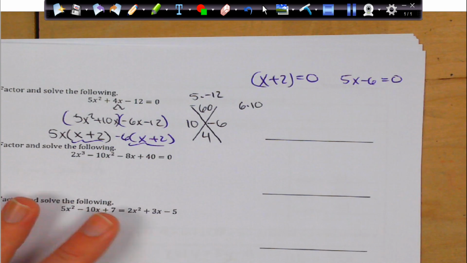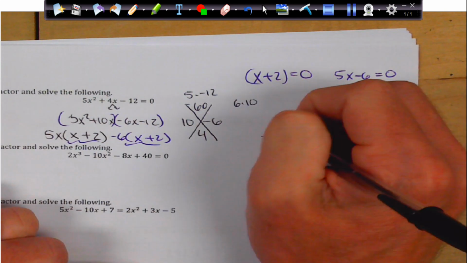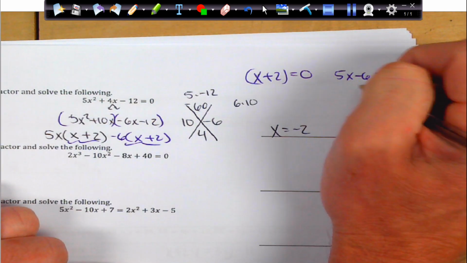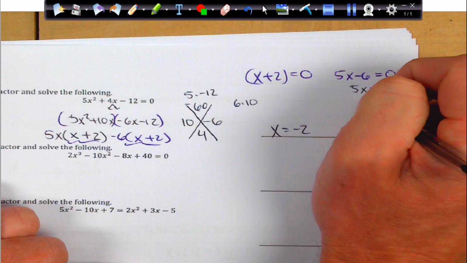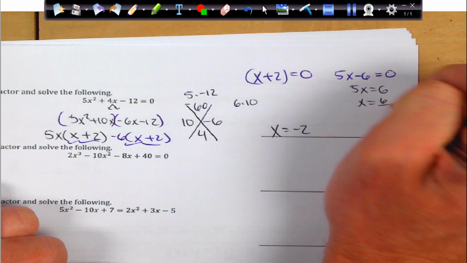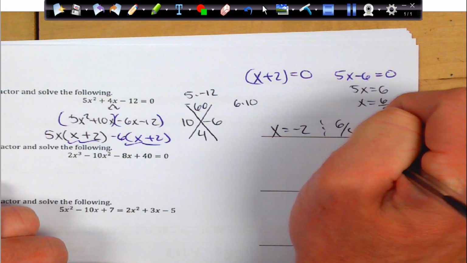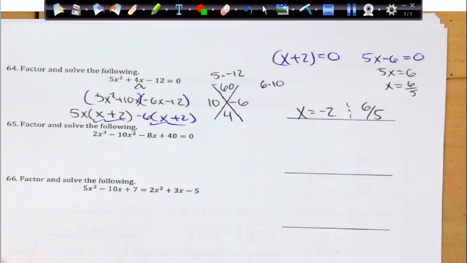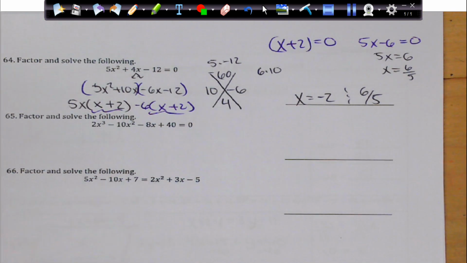Okay? Then we just solve. So that's going to subtract 2, so we get x equals -2. That's going to add 6, and then divide by 5. So we should get 6 over 5 as our other one. Okay. All right, this next one is factoring by grouping.